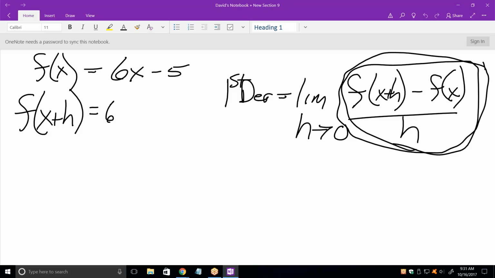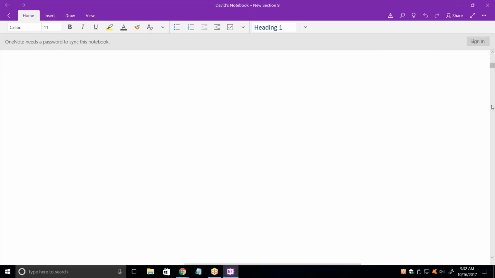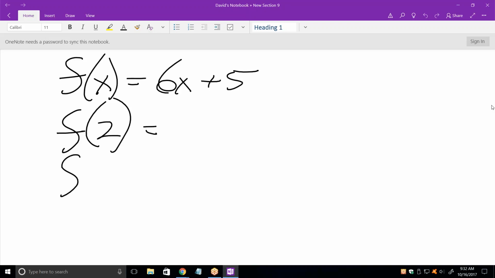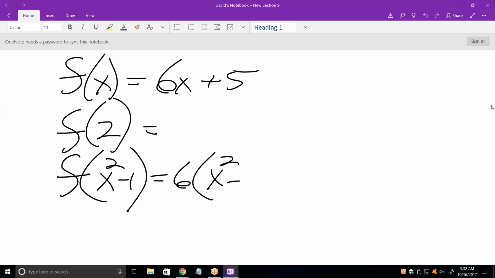So, in other words, let's back up a second here. If I say f of x equals 6x plus 5, and then I say to you, what is f of 2? You plug 2 in for x. If I say, what is f of x squared minus 1? You plug x squared minus 1 in for x in parentheses. So this would be 6 times x squared minus 1 plus 5. That's how you do it. Whatever is in the parentheses, you plug in.